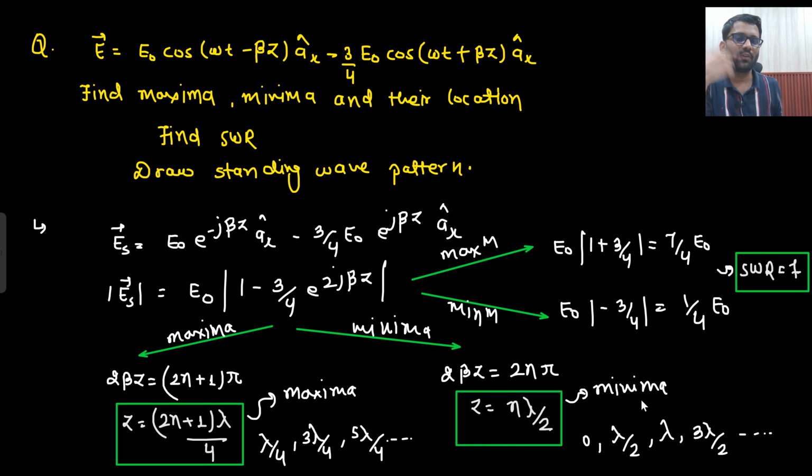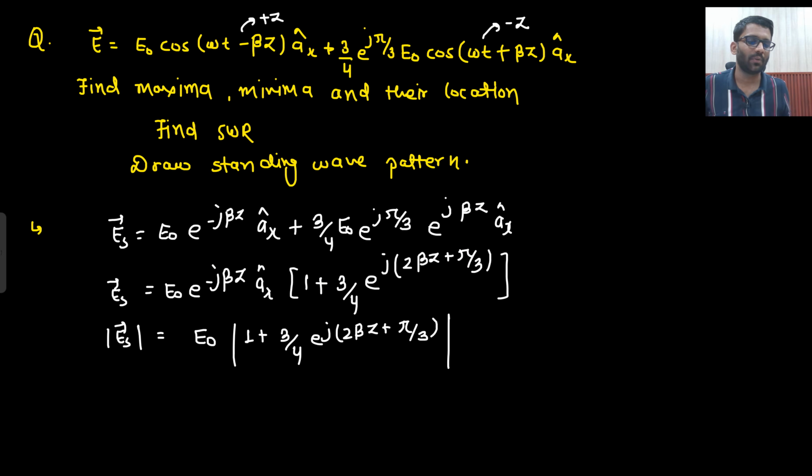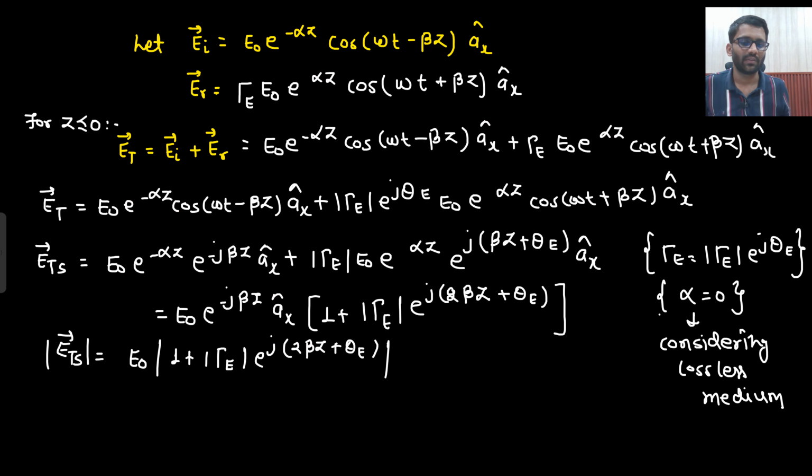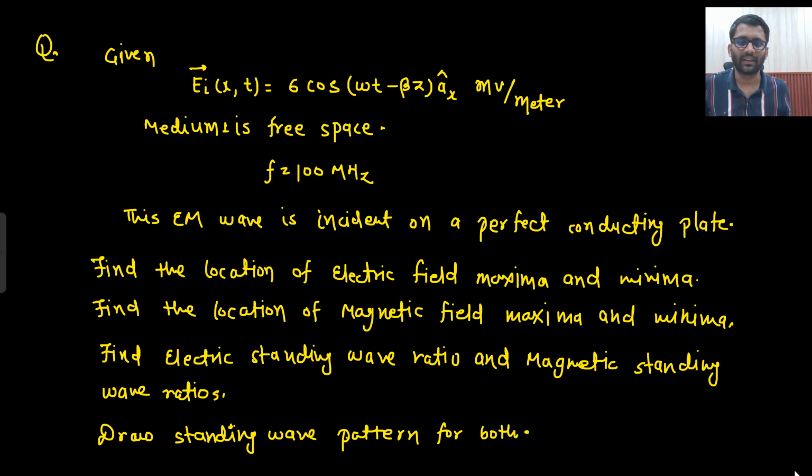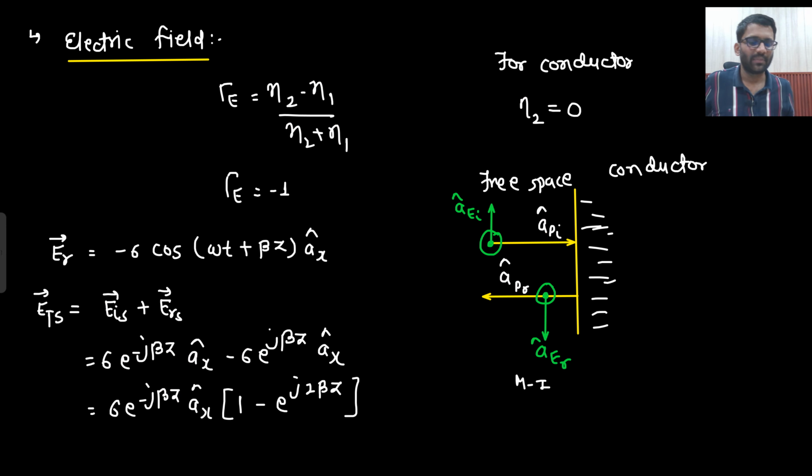They will ask you the value of gamma E. It will come out to be -3 by 4. Then you will calculate maxima and minima. So everything that we wanted to study in EM wave, that we have already studied in these examples. Is that clear to you? Okay. So now we will see more examples. More examples are there. So yeah, this example is not completed.